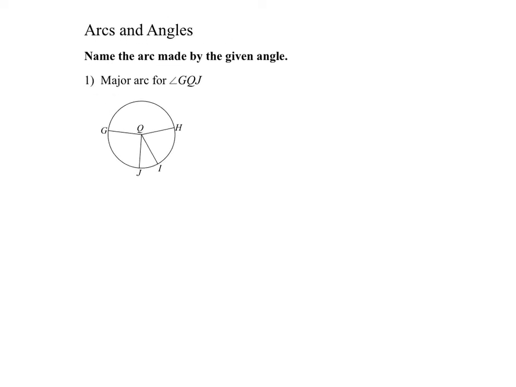Okay, so let's see a couple of exercises. I want to name the arc made by the given angle. So I have angle CQG. CQG is this one. So the arc formed by this angle is arc GJ. It's this arc right here. Arc GJ is a minor arc because it's less than 180.